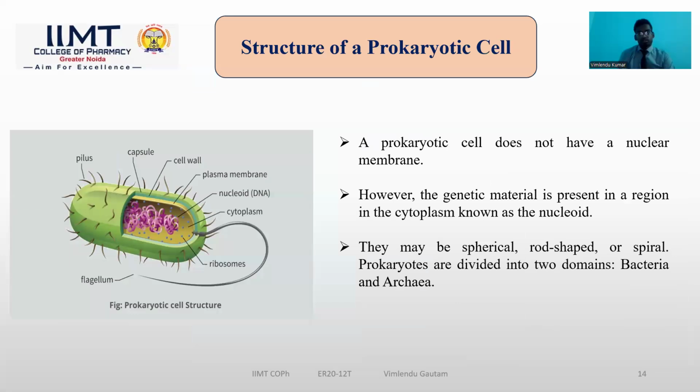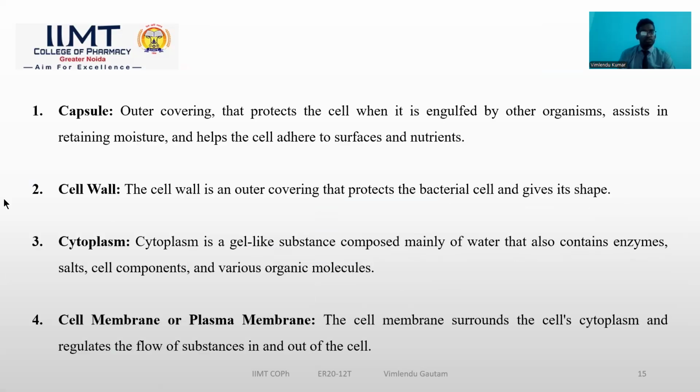Structure of prokaryotic cell. This is the structure of a prokaryotic cell. It is comprised of different parts. We will discuss all the parts one by one. This is the basic intro of the prokaryotic cell. A prokaryotic cell does not have a nuclear membrane. However, the genetic material is present in a region of the cytoplasm known as the nucleoid. Let us discuss the parts of the prokaryotic cell one by one.